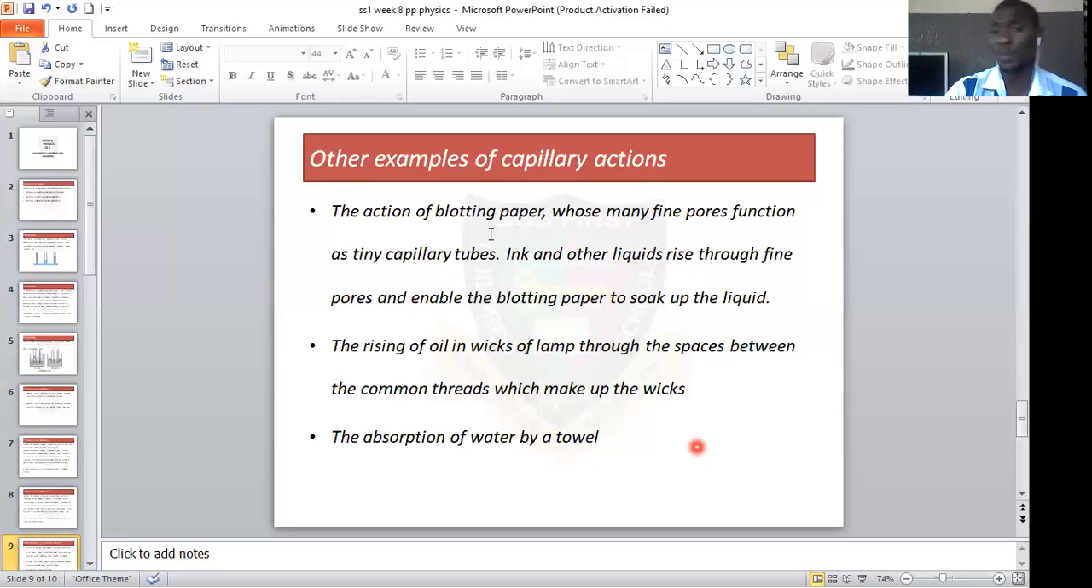So these are actions of blotting paper. Examples of blotting paper are tissue paper, your filter paper, and the like. They have many fine pores. They are porous.